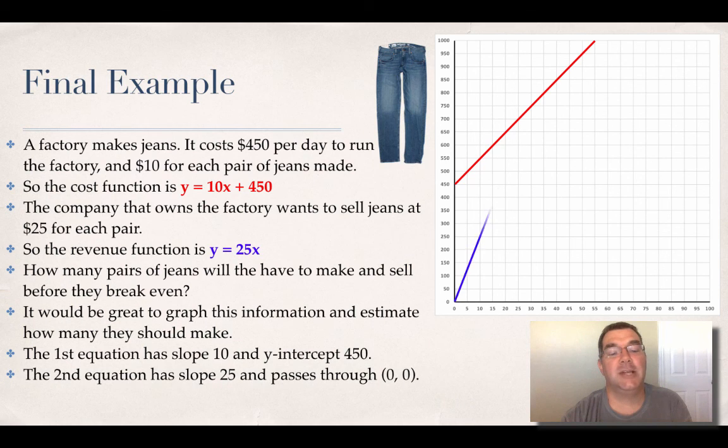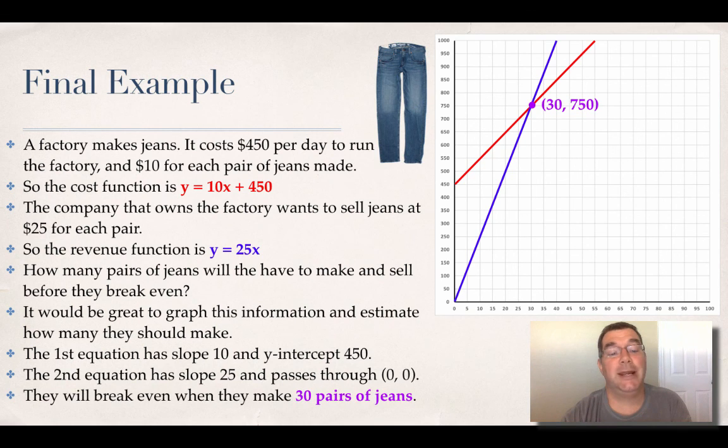The second equation has slope 25 and goes through 0, 0. So it looks like that there. All right, so basically I just want to see where the lines cross. And I'm just looking for an estimate because remember, I don't actually want to break even, I want to do better than that. So the point where they cross is where x is 30 and y is 750. So they will break even when they make 30 pairs of jeans.